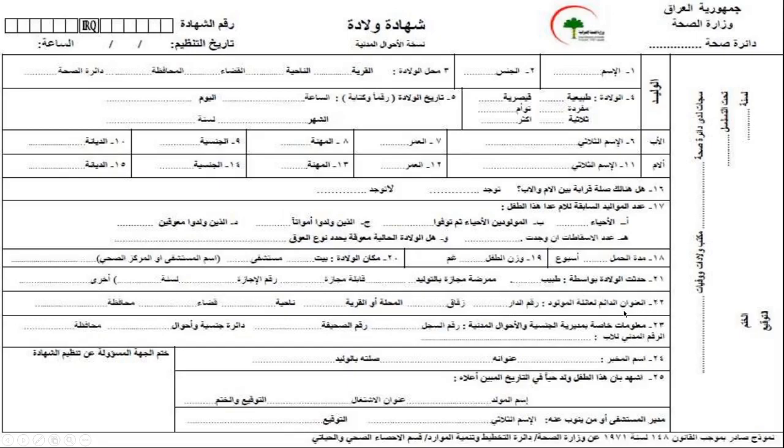Number 22. This is about the address of the child's family. The permanent address of the newborn's family.